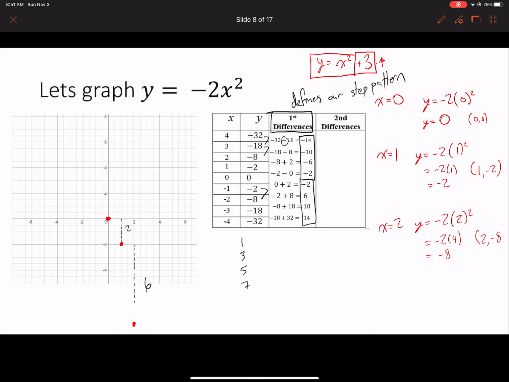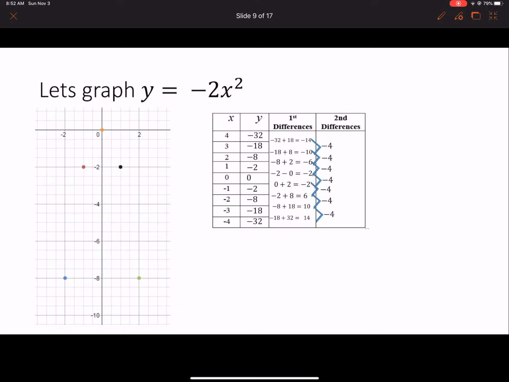Let's look at our second difference. -10 minus -14. Just subtract them. Is -4. Remember, second differences for quadratic equations are always constant. And this tells me the size of our next step, the increase of the size of the next step. Okay, let's look at it here.